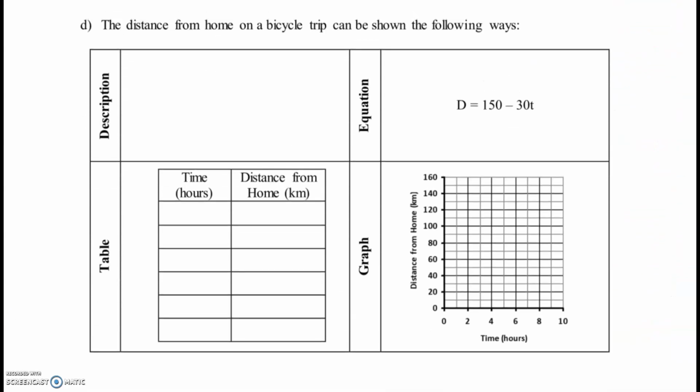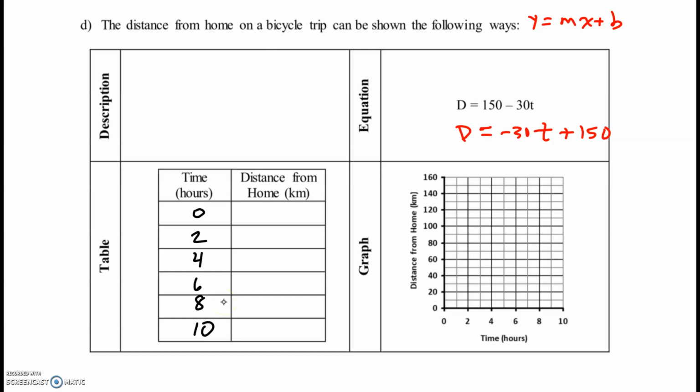This one says that the distance from home on a bicycle can be shown the following ways. And we have our equation D equals 150 minus 30t. So remember that we are used to the equation being y equals mx plus b. We could rewrite this equation as D equals negative 30t plus 150. Okay, that works as well. All right, let's go ahead and fill in our t-chart. So again, we're going to choose values for our time based on the scale. So 0, 2, 4, 6, 8, and 10.